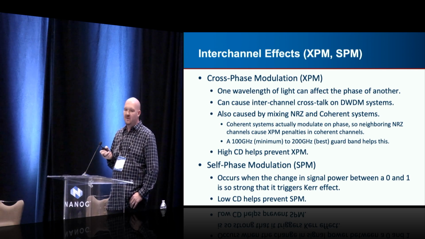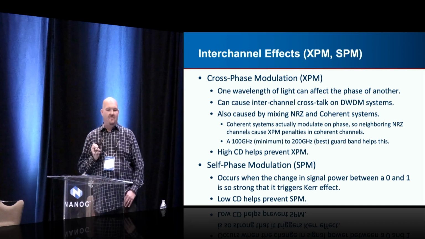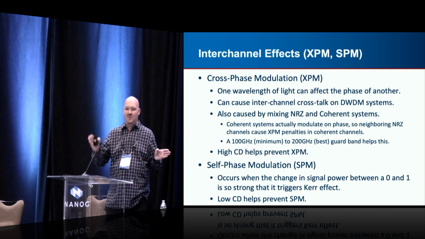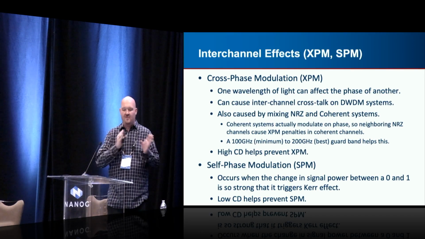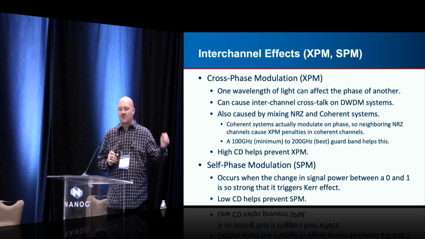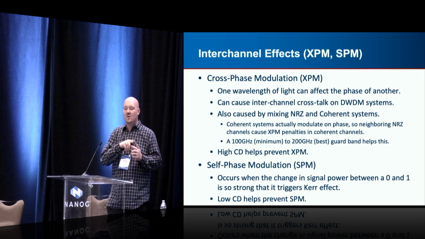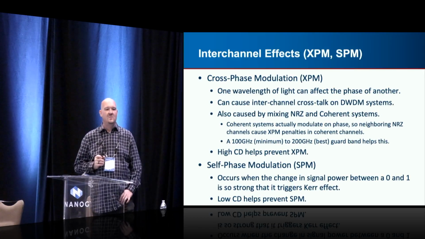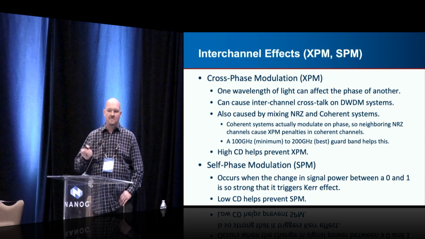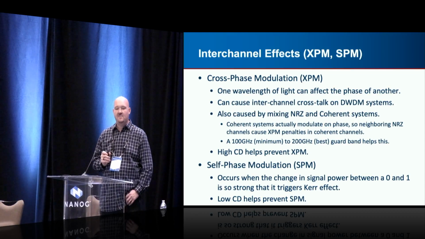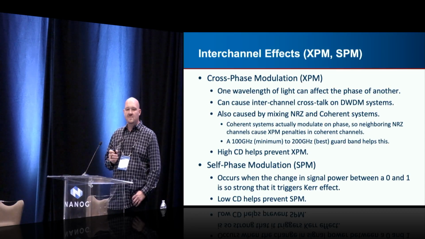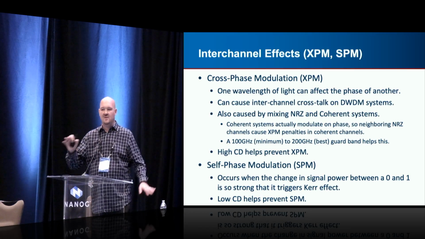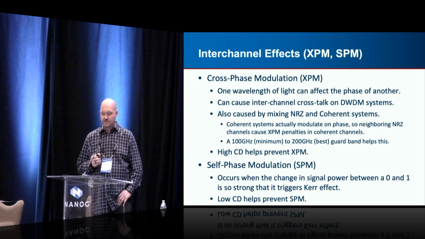So if you have an old 10 gig system running what's called an NRZ signal, a non-return to zero, and you put a new coherent 100 gig signal on it and they're right next to each other, the old NRZ system will actually cause cross-phase modulation penalties on the coherent system. And the easiest way to prevent this is to have a separation, a guard band. If you keep 200 gigahertz of spacing between your NRZ signals and your coherent signals, you reduce the impact that you see here.